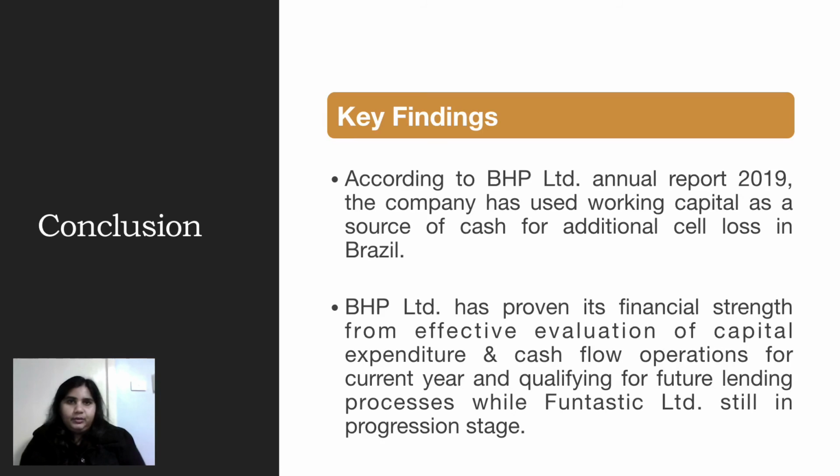Finally, to conclude, I have summarized the key findings of this presentation. First, according to the 2019 BHP Limited annual report, the company has used its working capital as a source of cash for additional cellulose in Brazil. Second, BHP Limited has proven its financial strength from effective evaluation of capital expenditure and cash flow operations for the current year and qualifies for future lending purposes, while Fantastic Limited is still in the progression stage.